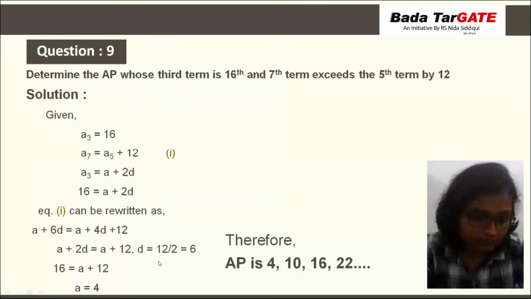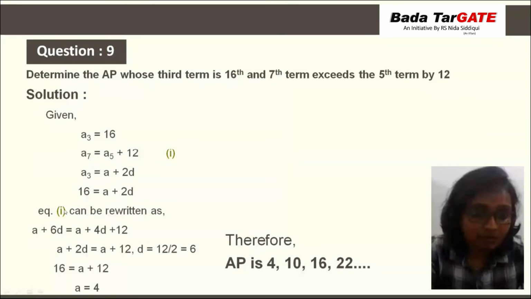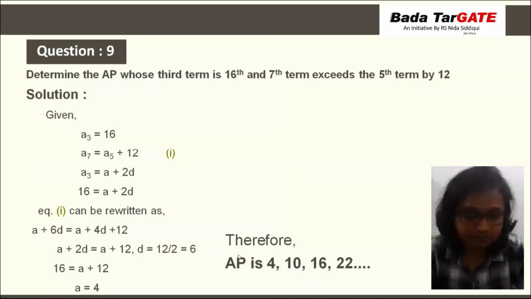From this equation, we can find D, which is 6. Substituting the value of D in the equation A plus 2D is equal to 16, we get A is equal to 4. Therefore, the AP will be 4, 10, 16, 22 and so on.